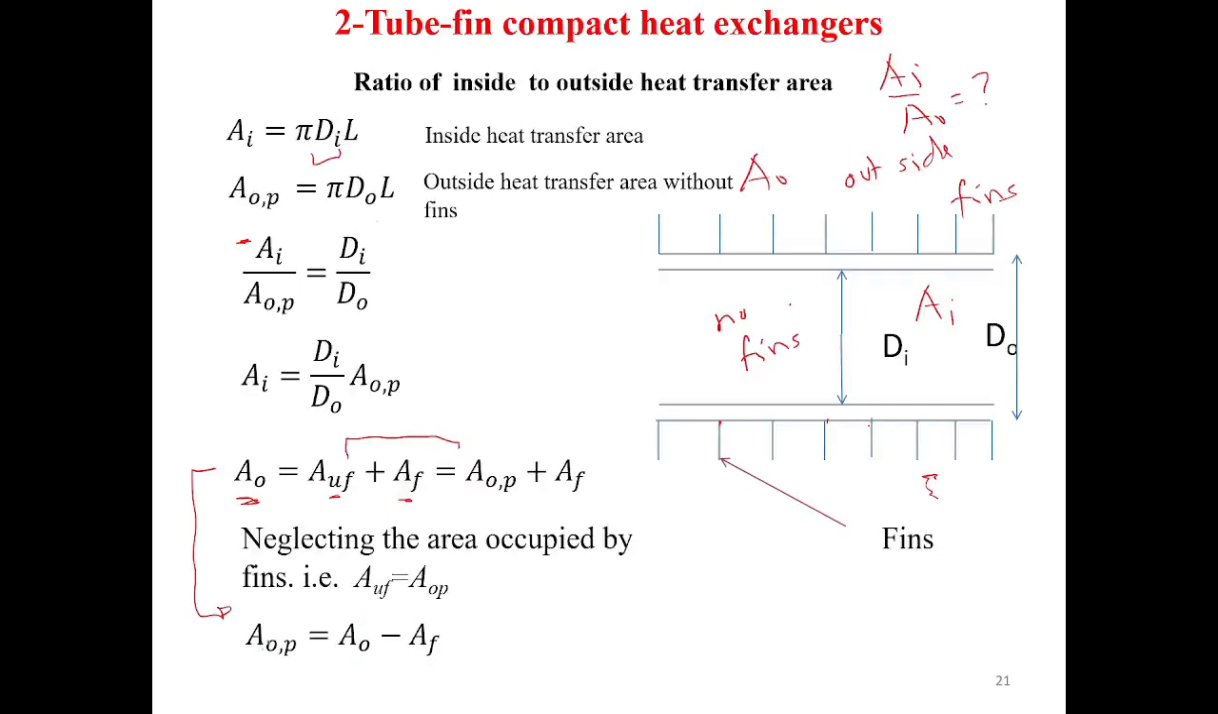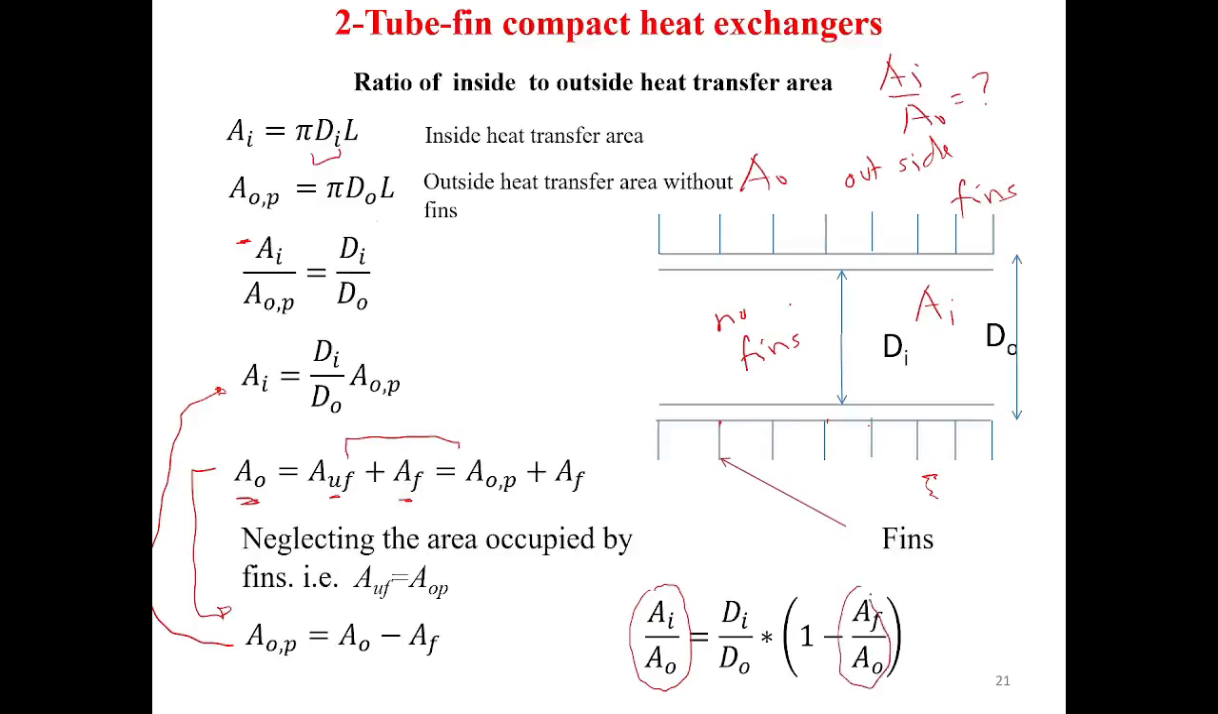Now take AOP and put it in this equation. Substitute it back in this equation. So you get A inside divided by A outside is going to be DI over D0, and then AOP is going to be A0 minus AF, but we already defined it by A0, so we will have A inside divided by A outside, which is the heat transfer area for the internal flow and the heat transfer area for the outside flow, is going to be D inside over D outside multiplied by one minus A fin divided by A0.